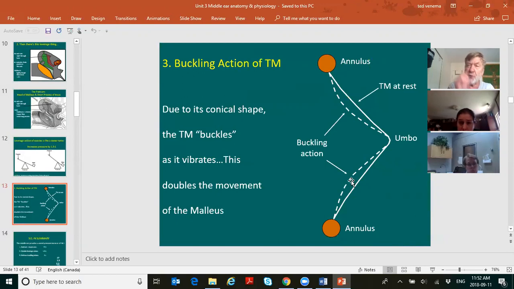So you've got the three things: size of the eardrum relative to size of the footplate of the stapes. Secondly, the leverage action of the middle ear ossicles. And thirdly, the buckling action of the eardrum.